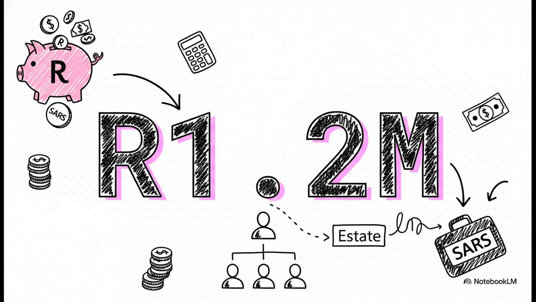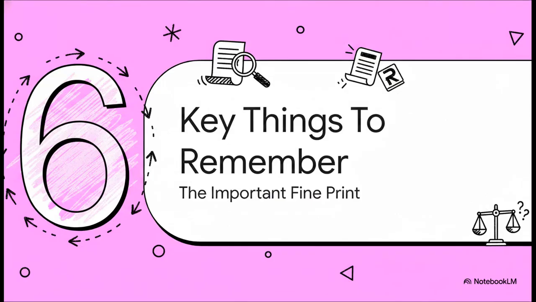That's it. That's the amount the executor would have to pay to SARS out of the estate before the rest of the assets can go to the heirs. Wow. Seeing the actual number really makes it all feel very real, doesn't it? Okay, so we have totally nailed the core calculation. But before we wrap this up, let's just quickly cover a few last crucial details that you absolutely need to know. You know, the important fine print.